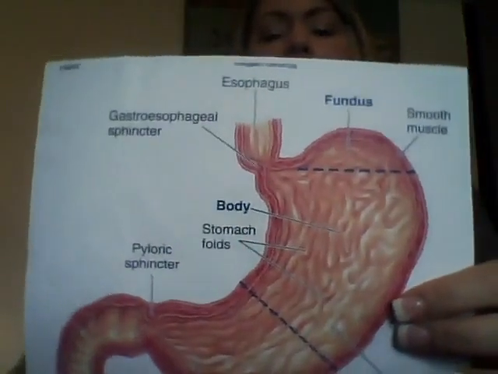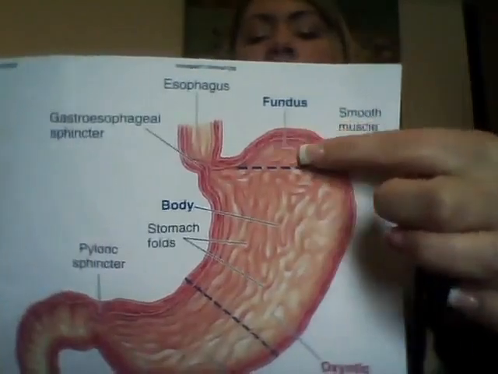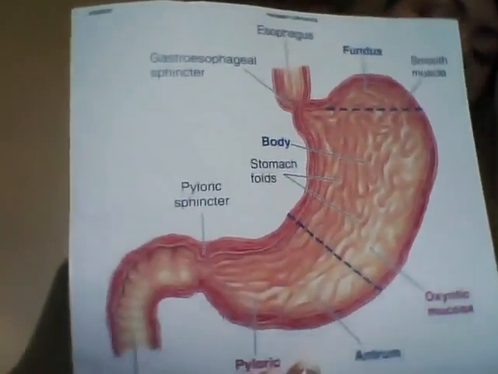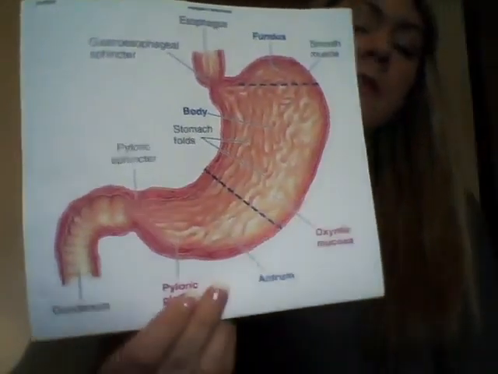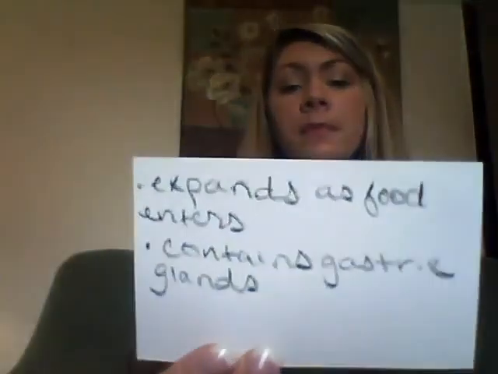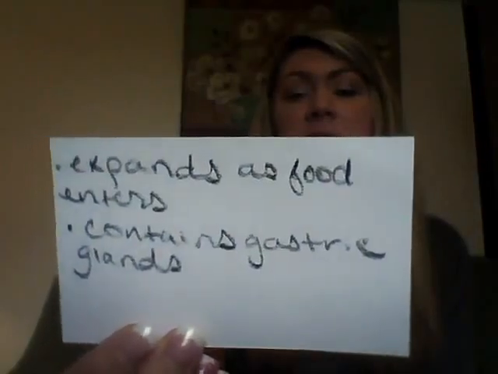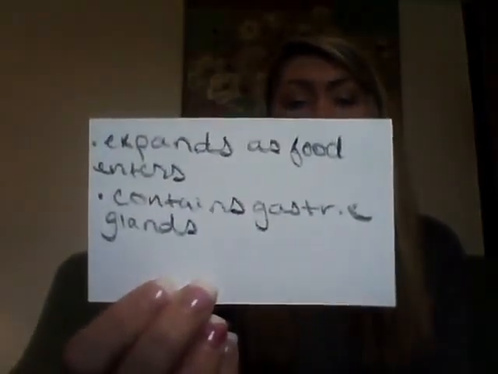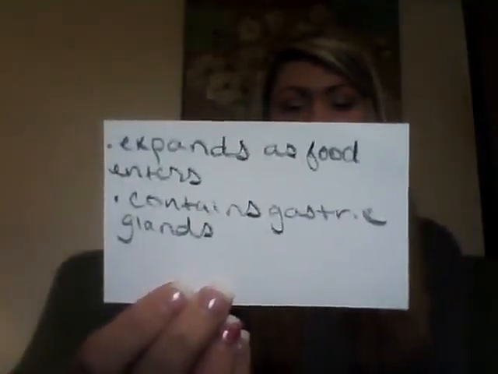Then we have the fundus and body of the monogastric stomach. The fundus and the body of the monogastric stomach serve for the same purpose. They expand as food enters the stomach, and they contain gastric glands.